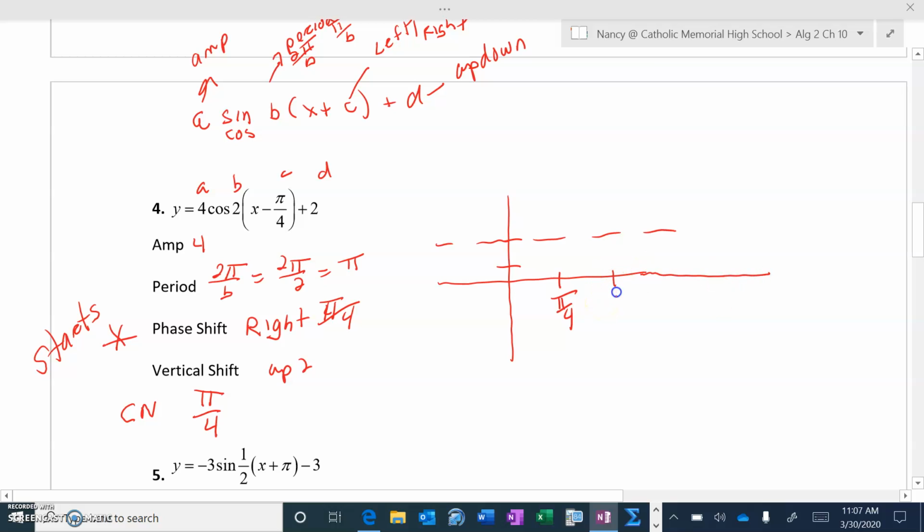1/4 plus 1/4 is 2/4, which is a half. 2/4 plus 1/4 is 3/4. 3/4 plus 1/4 is 4/4, which is 1. And I need one more. 1 plus 1/4, or 4/4 plus 1/4, is 5/4. So those are your critical numbers.